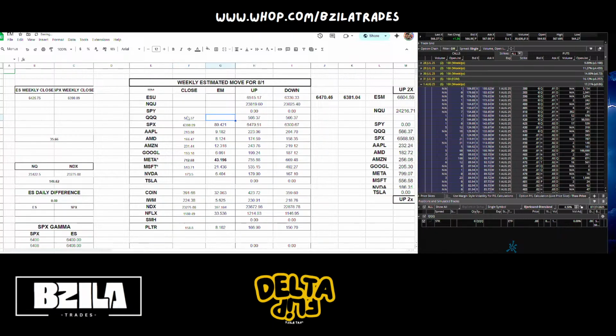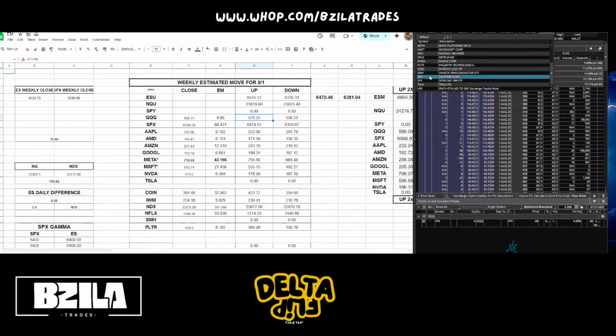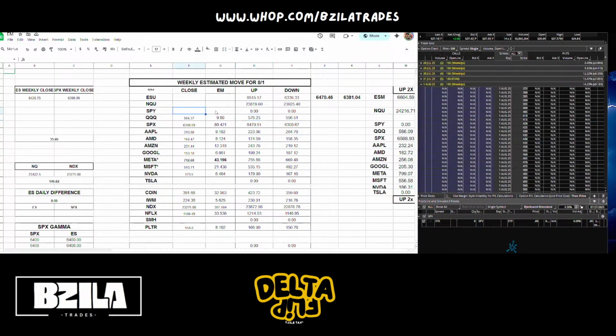The QQQ is right under 10. Previously it's been above 10. So we're looking at a lower estimated move, possibly a move in one direction and then a reversal. Or earnings could take us one way, because we have Meta and Microsoft one day, and then the next day we have Apple and Amazon. So we go up one day, down one day. Kind of watch how those are. SPY under 10.